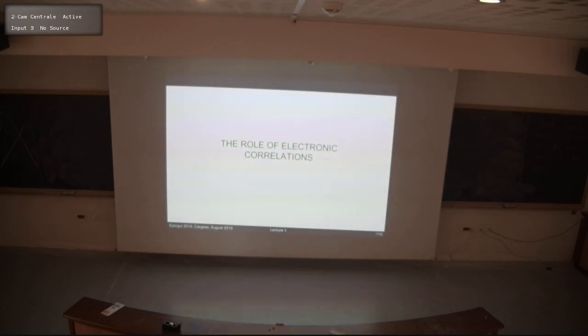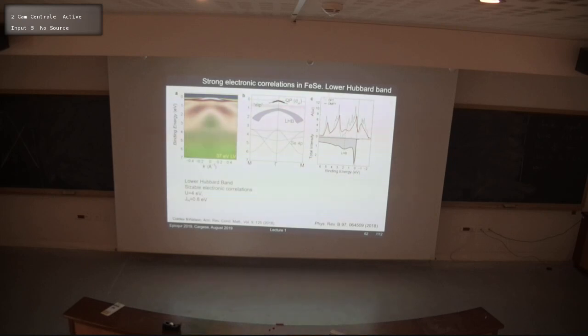Okay, so now on another topic, about how strong the correlations are in these materials. And probably one example of how strong the correlations are is, again, referring to iron selenium. And these are some of our data where we look at the high binding energy with ARPES. What we found is that there is a very broad band here, which looks like a lower Hubbard band. And by comparing the experiment with theory, so these are the experimental data and these are theoretical data, we suggested that it's likely that a lower Hubbard band is present in iron selenium.